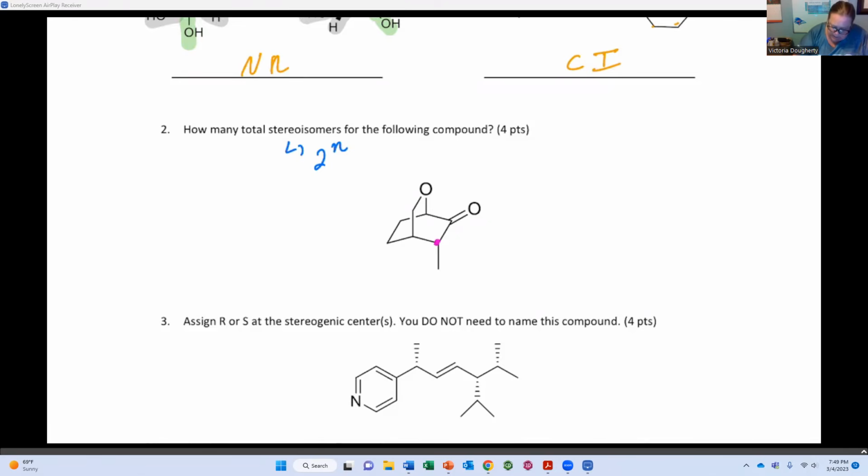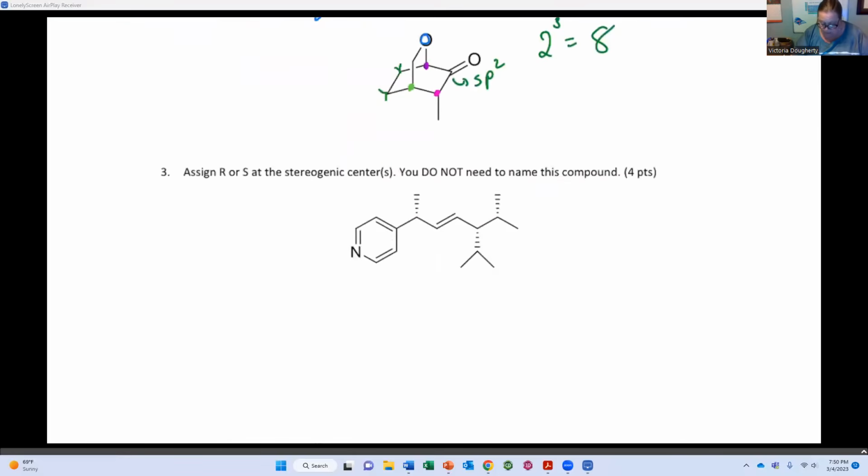And coming off that pink carbon are 4 different groups because there's a hydrogen implied. Same thing here. This is my so-called bridgehead carbon. Even though there's an oxygen up here, this green carbon is 2 bonds away from the oxygen, and this purple carbon is directly attached to the oxygen. These other carbons, this is a CH2, this is a CH2, this is sp2, so it can't be chiral. So I have 2 to the 3 stereoisomers, or 8.